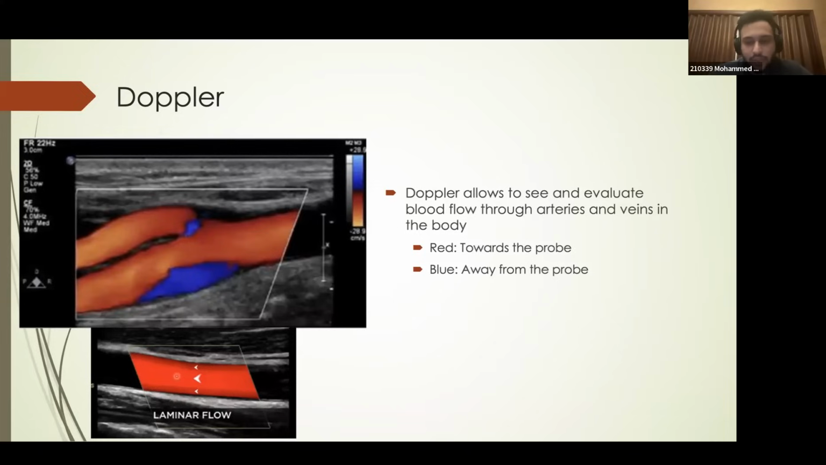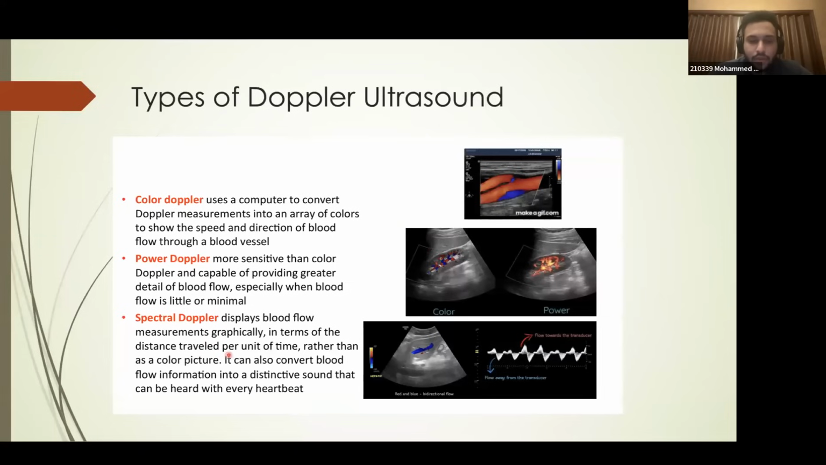And so basically this picture over here shows you that this is a laminar flow. It's flowing towards the probe in one direction. There are no blue areas, meaning there's no turbulent flow. Everything is flowing in one direction. This is one application of Doppler. The other application, which I'll explain through the power Doppler, is basically this.